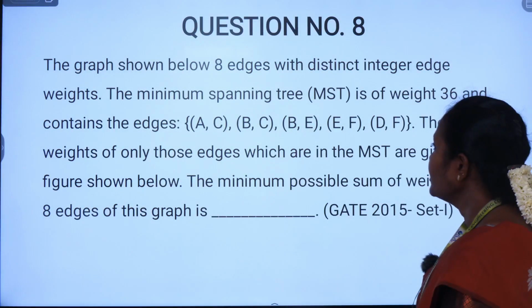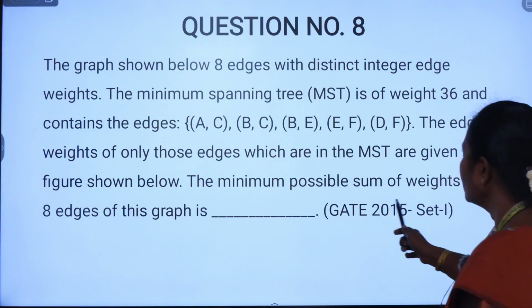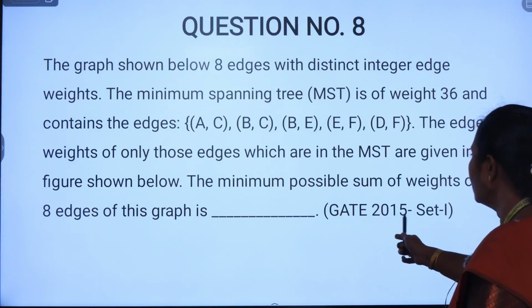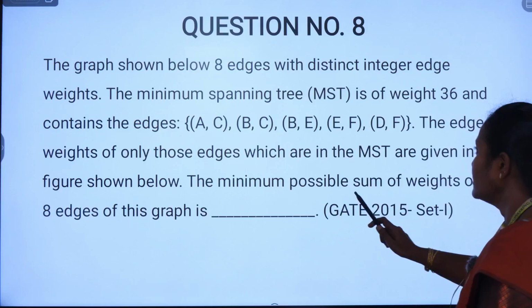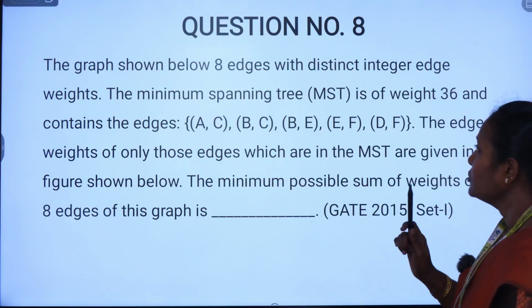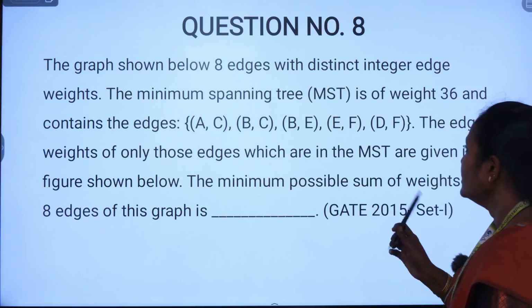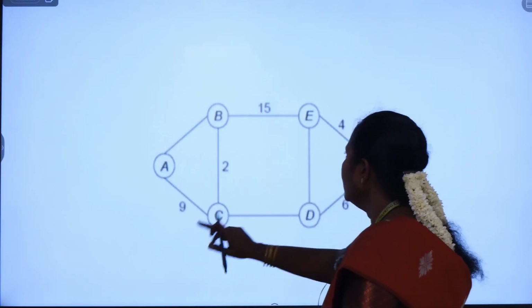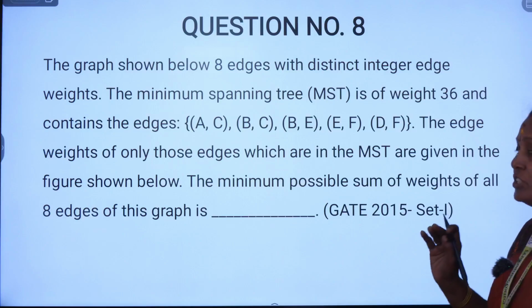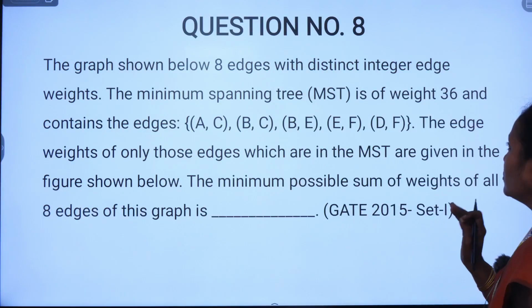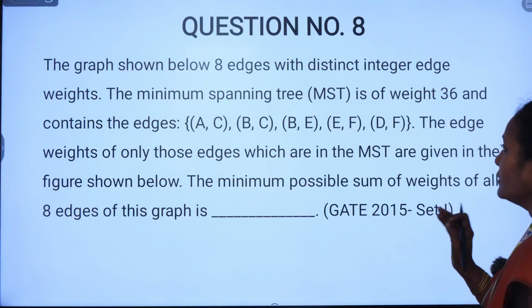We will move on to question number 8. This question we have seen in GATE 2015, set 1. That is, a graph shown below with 8 edges, which is in the next slide I have given, with distinct integer edge weights. Here also we are going to consider distinct weights in this graph.